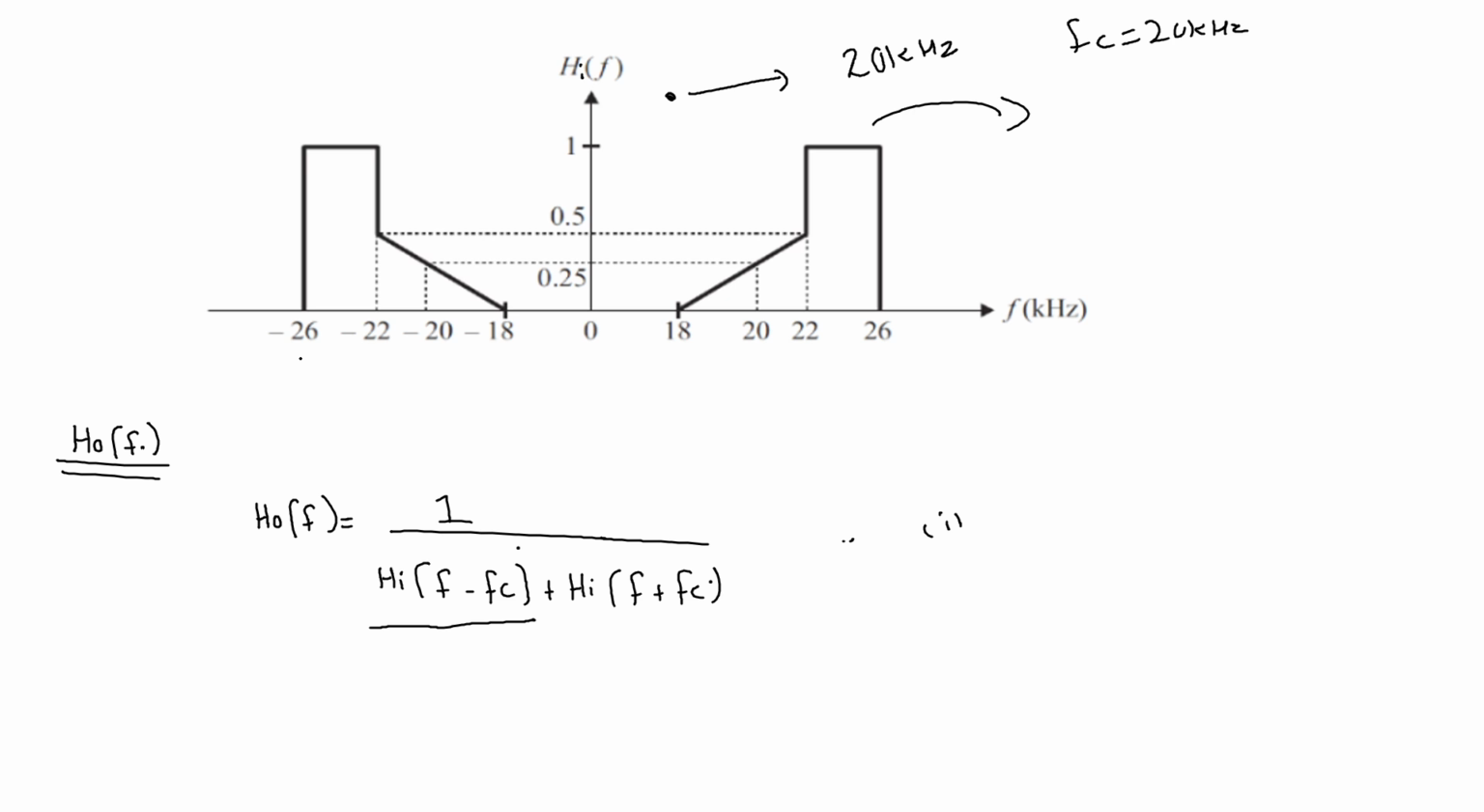Now when minus 26 kilohertz is shifted by 20 kilohertz to the right, this will become minus 6 kilohertz. Similarly, this will become minus 2 kilohertz, this will become 2 kilohertz, this will become 38 kilohertz, this will become 42 kilohertz, this will become 46 kilohertz. Fine. So in this way, we are going to plot H(IF minus Fc).